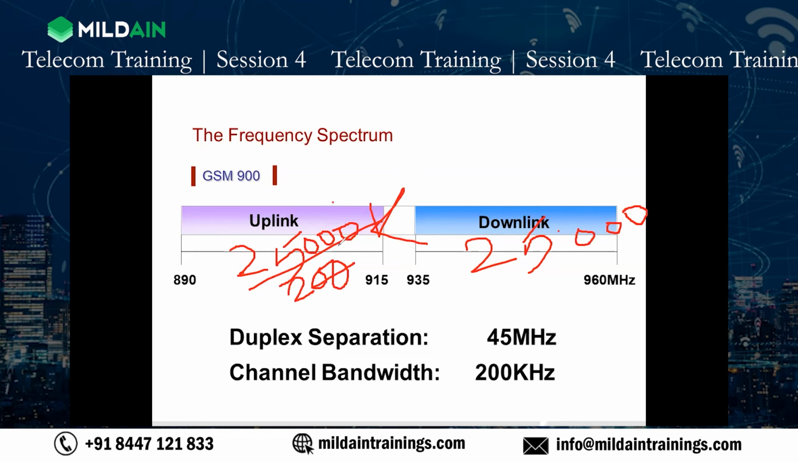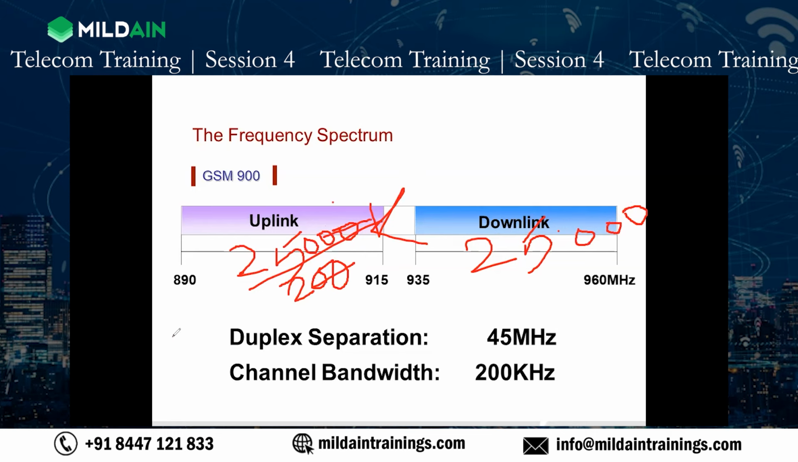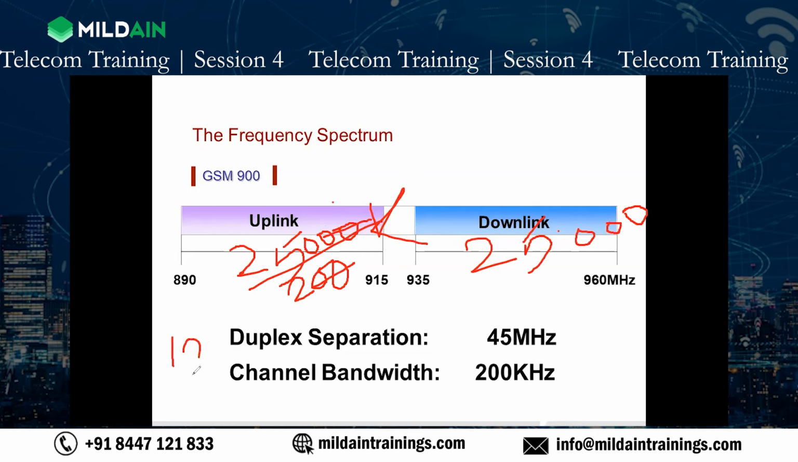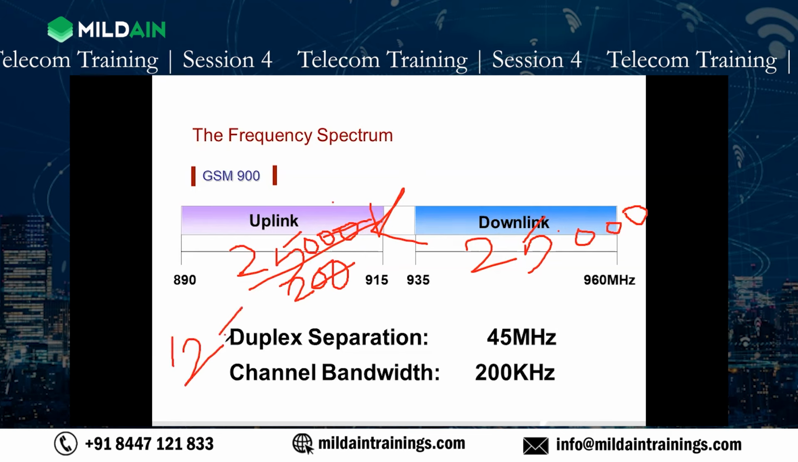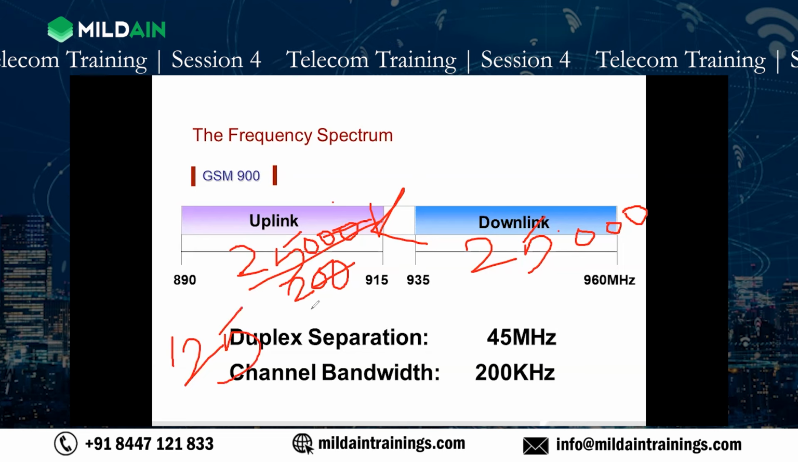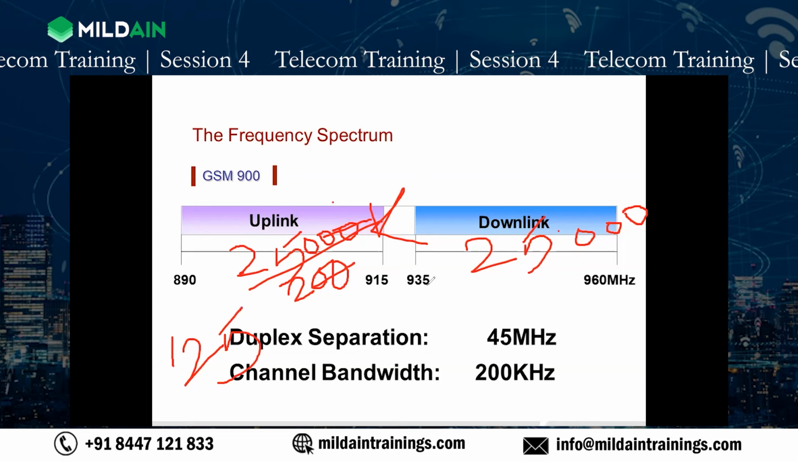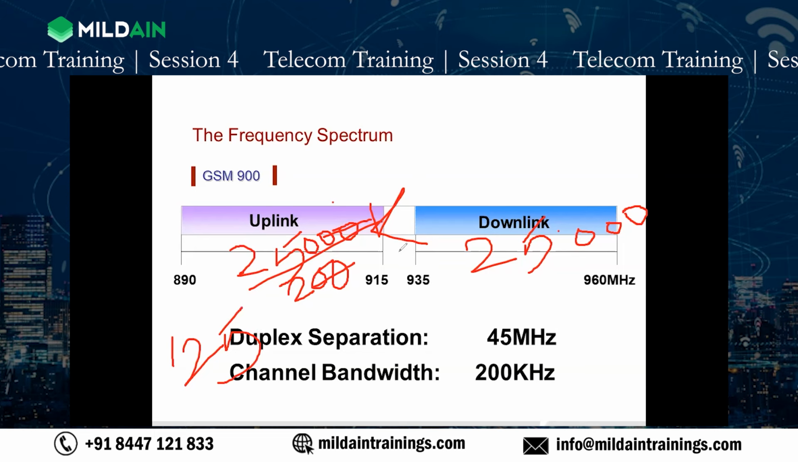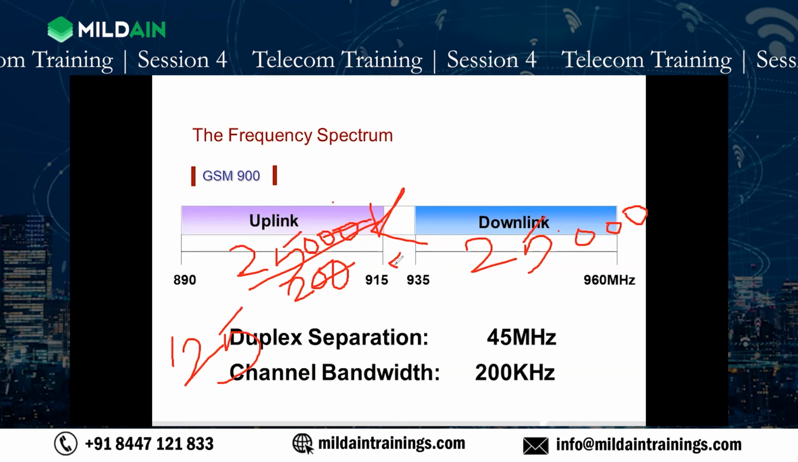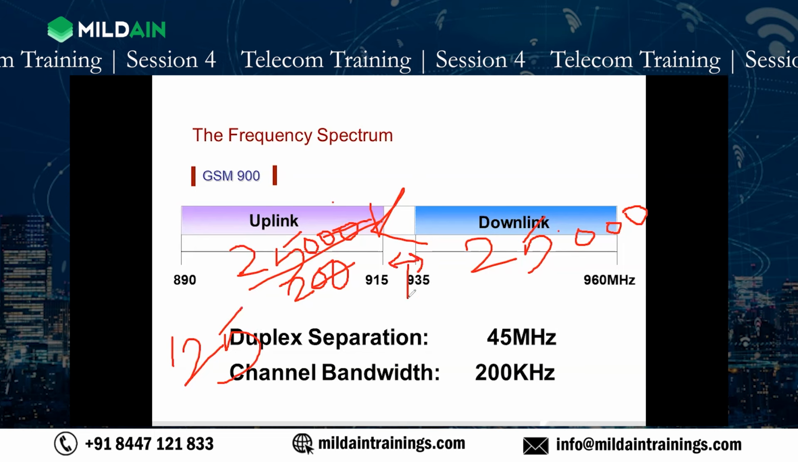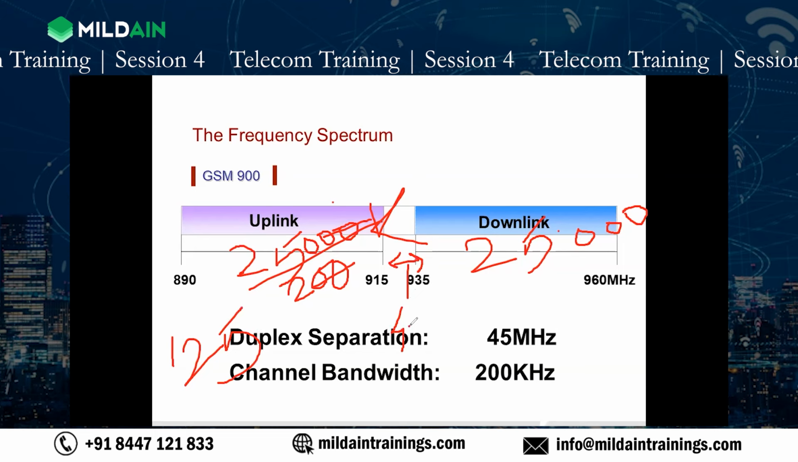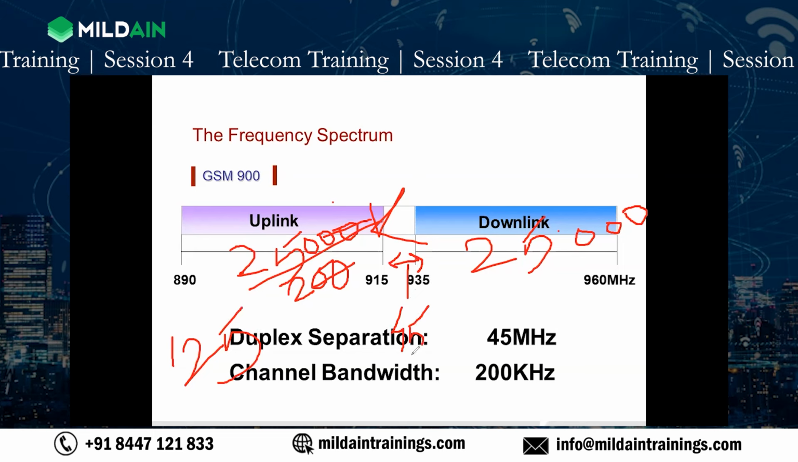How many channels will we get? 125. Sorry, 125. There is a separation as a guard band, because the channels should not collide with each other. This is like a divider.